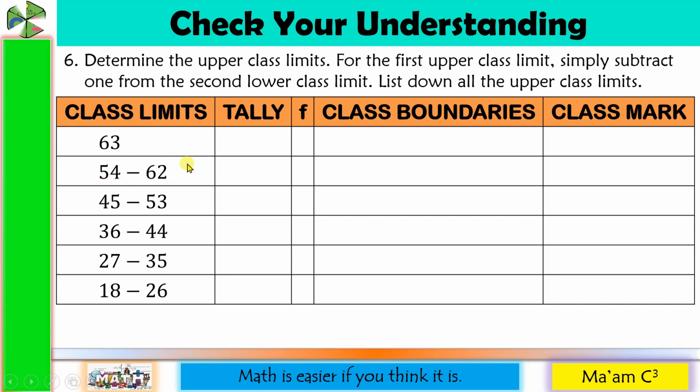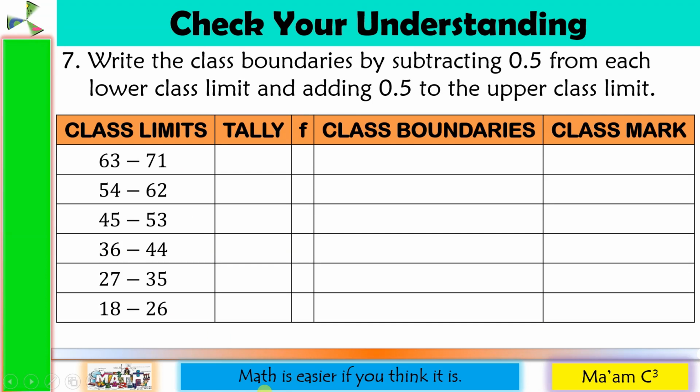Now, how about the last upper class limit? Recall the class width is equal to 9. The difference of 2 consecutive lower limits or 2 consecutive upper limits is equal to the class width. Take a look. 35 minus 26 is equal to 9. 44 minus 35 is equal to 9. 53 minus 44 is equal to 9. 62 minus 53 is equal to 9. So to determine the last upper class limit, 62 plus 9 is equal to 71. Now we have the complete lower and upper class limits.